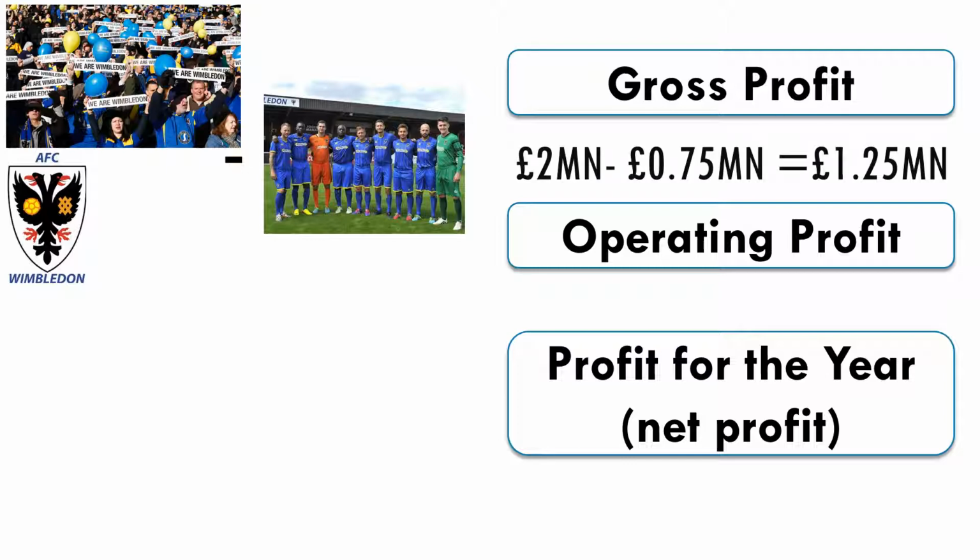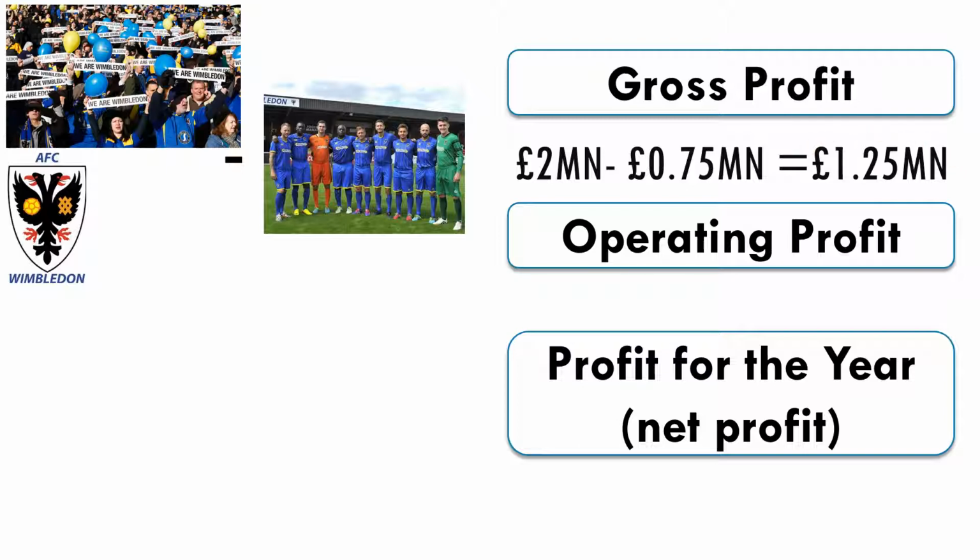So let's imagine that the revenue for the football club is £2 million and the direct costs, the costs involved in providing the core activity of the business, are £750,000. That will give us a gross profit of 1.25 million. So the profit the business makes from running the core activity.